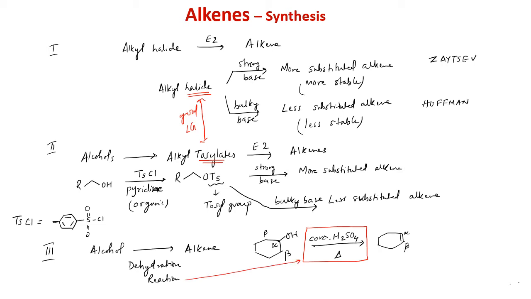So these are, I would say, the most common methods covered in a first semester organic chemistry curriculum that give you alkenes as the product. We're trying to synthesize alkenes from a different molecule in all of these cases. In the next slide, we're going to look at reactions of alkenes.